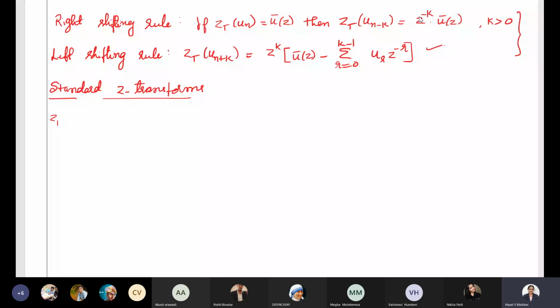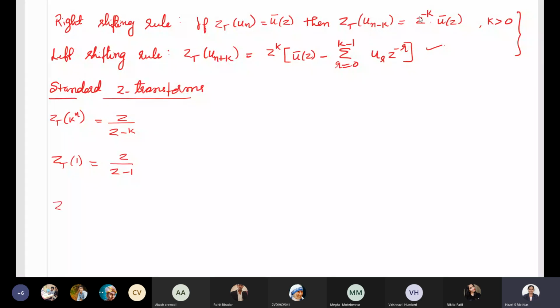Z transform of k power n. If you can write a function in terms of a power of n, where k may be any number or any constant, then the Z transform of k power n is z divided by z minus k. Then we have discussed the Z transform of 1, that is z by z minus 1. You need not learn the derivation of how it has come. You just need to remember this like a formula. Z transform of k power n is z divided by z minus k. Z transform of 1 is z divided by z minus 1.